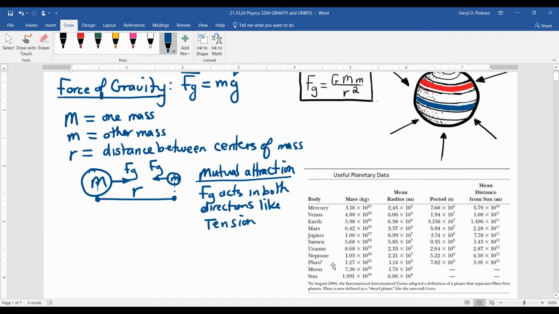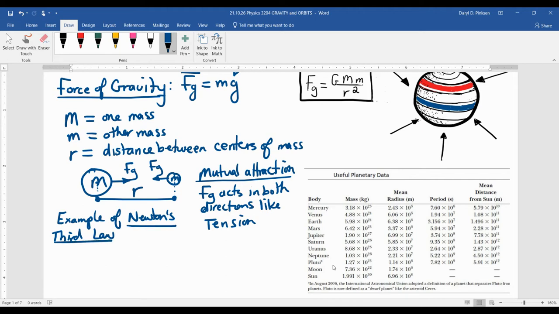This is an example of Newton's third law. So it acts in both directions like tension. This is an example of Newton's third law. For every action, there's an equal and opposite reaction.